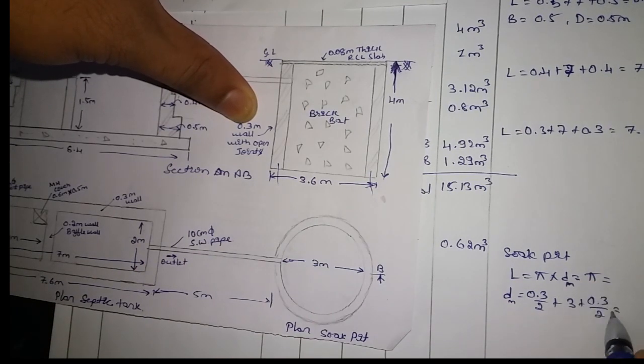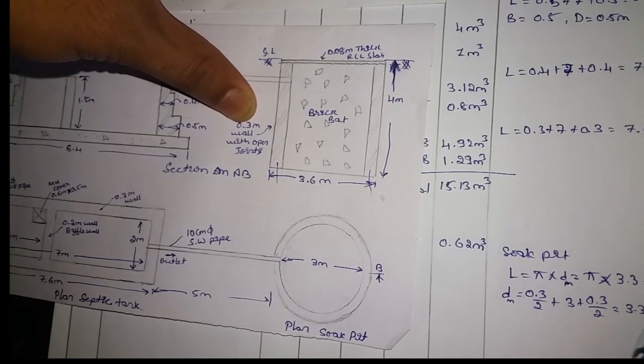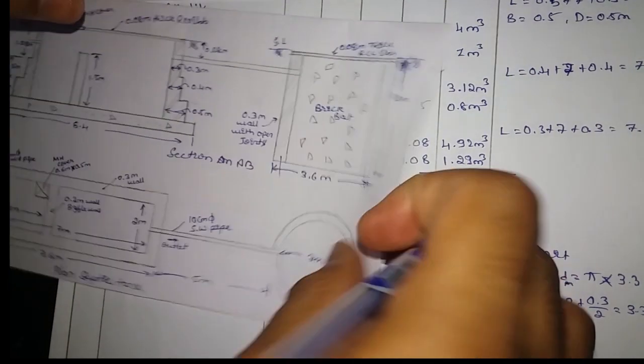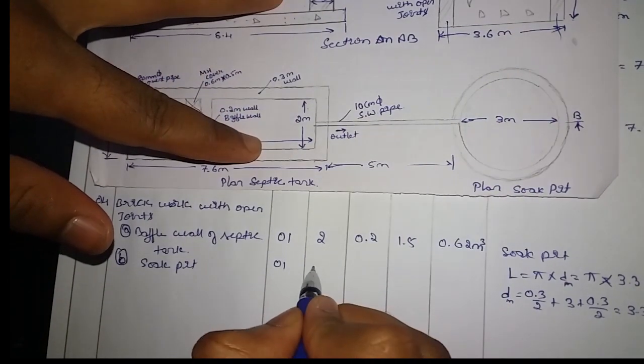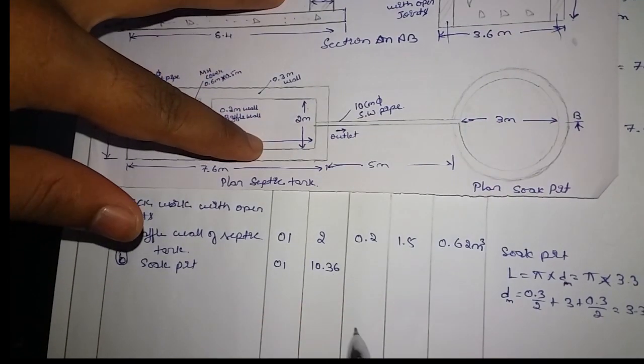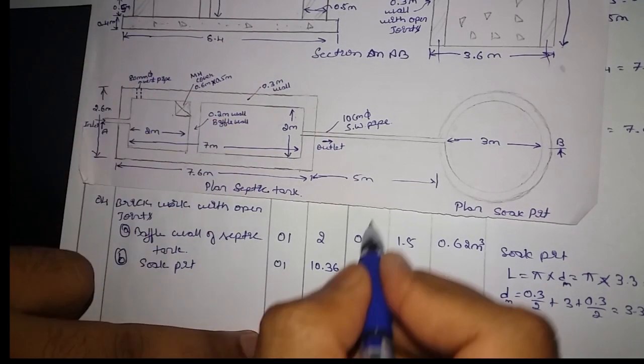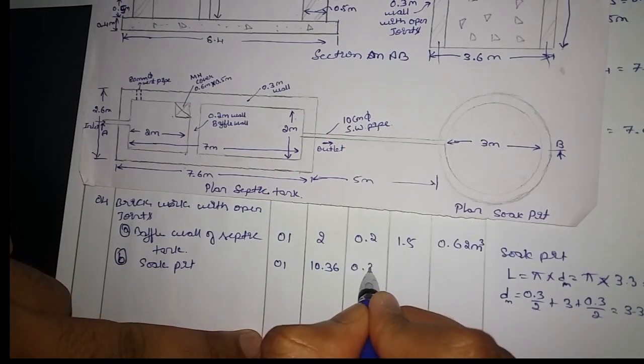Now what is the value you are going to get? It is 3.3 meter. Now substitute pi into 3.3, you will get around 10.36 meter. This is how we need to find out the dm. Now substitute back, how much you are going to get? It is 10.36 meter. Now what is the breadth of that part? The breadth of the wall is 0.3.